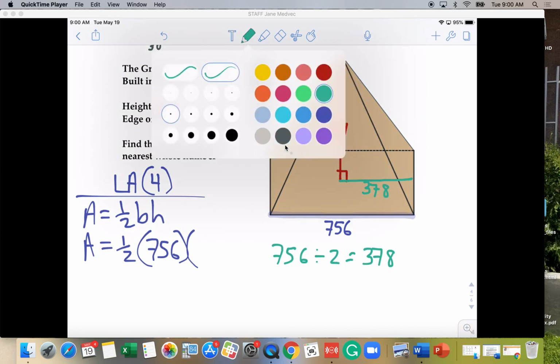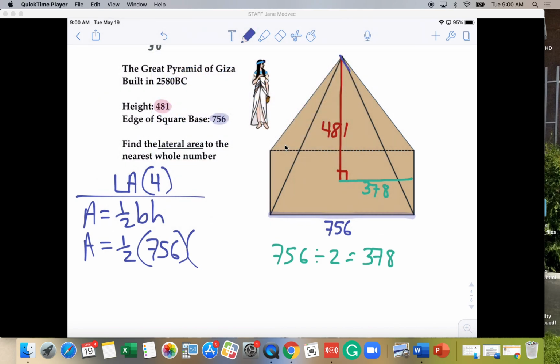And then what I need to find is the slant height. You'll notice that it creates a right triangle, so I'm going to shade it in here. It's almost like a slice, a side section of the piece that is being taken out of this figure. Okay, and so this is called the slant height.